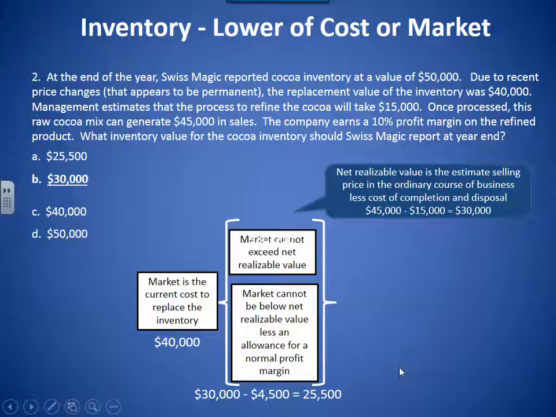Okay, number two, what inventory value for the cocoa inventory should Swiss Magic report at year end? In this case, the answer is B, $30,000. And if we see here, market is the current cost to replace the inventory, so that's going to be $40,000. The floor cannot be below net realizable value less an allowance for normal profit margin. Our net realizable value in this case was equal to the $30,000.